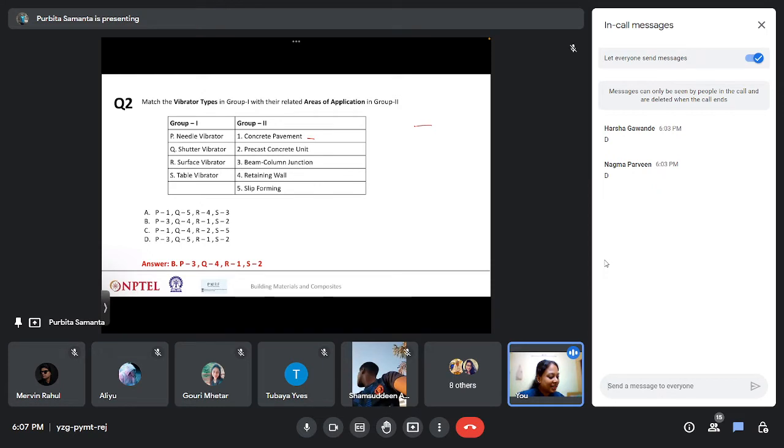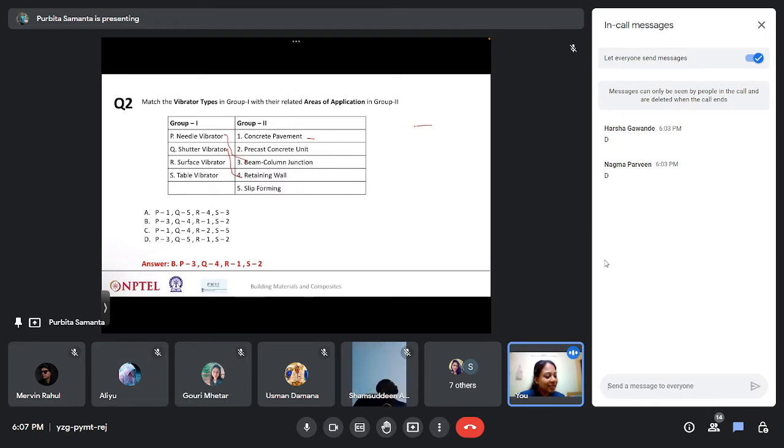So the answer is B, P3 Q4 R1 S2. What does it mean? A needle vibrator is basically used for beam-column junctions. Q4, which means shutter vibrator, is used when we are making a retaining wall. R1, surface vibrator.